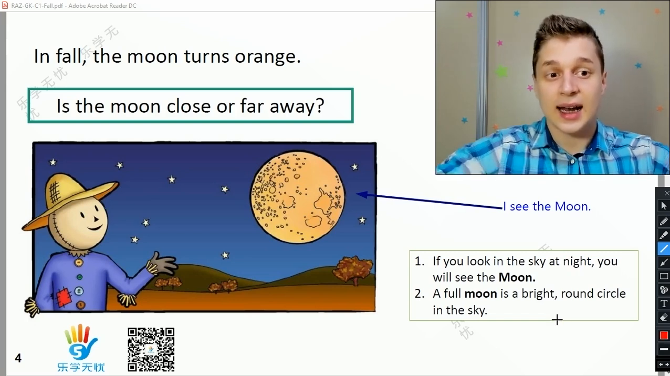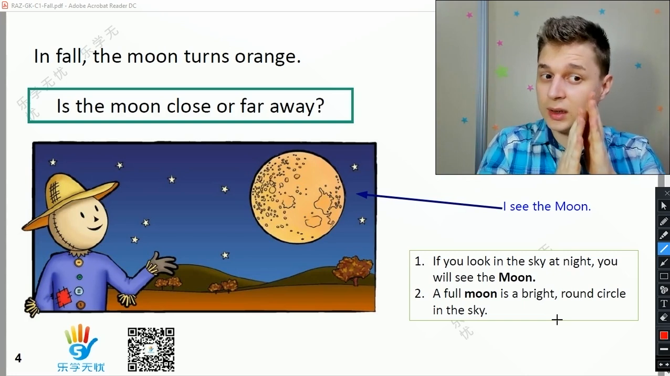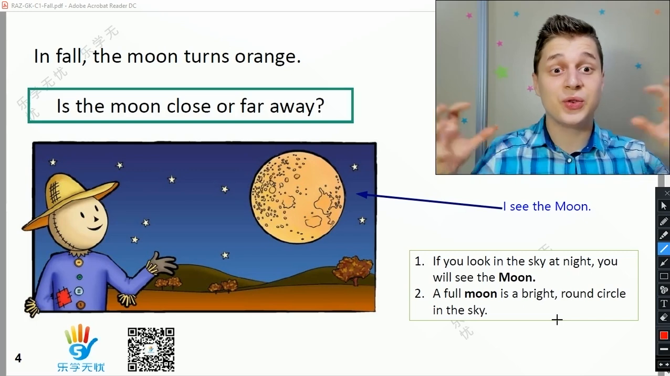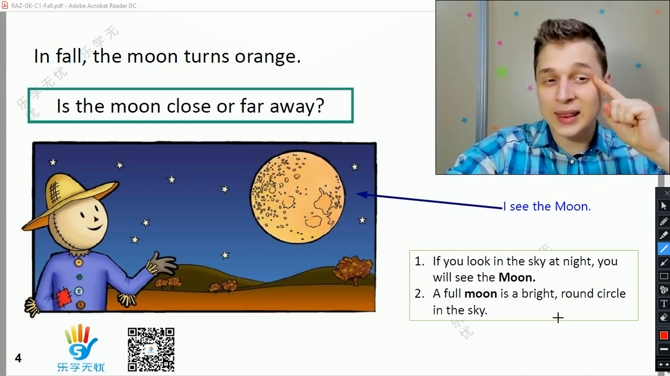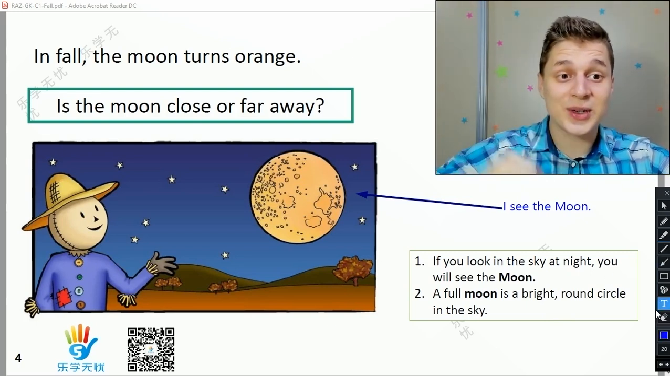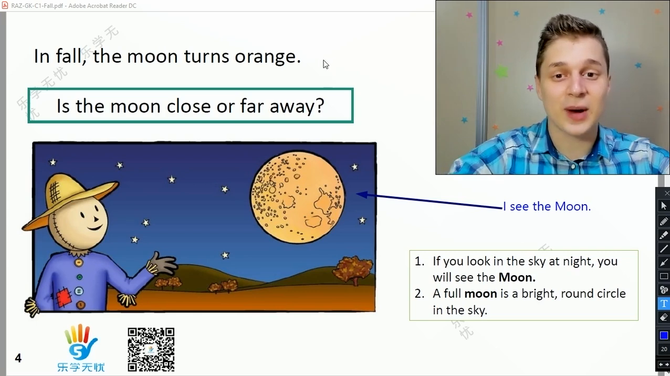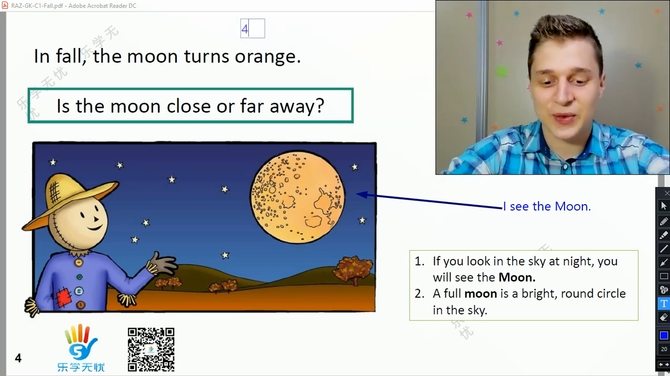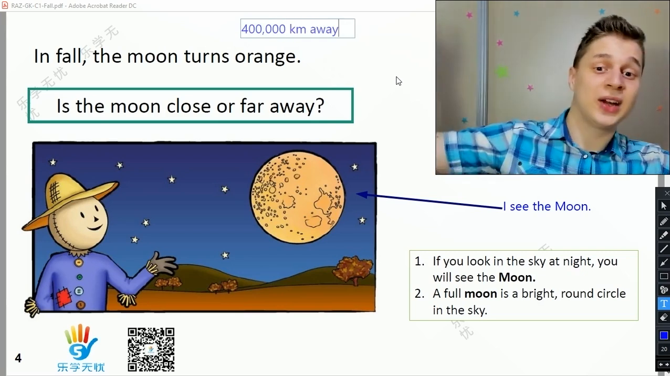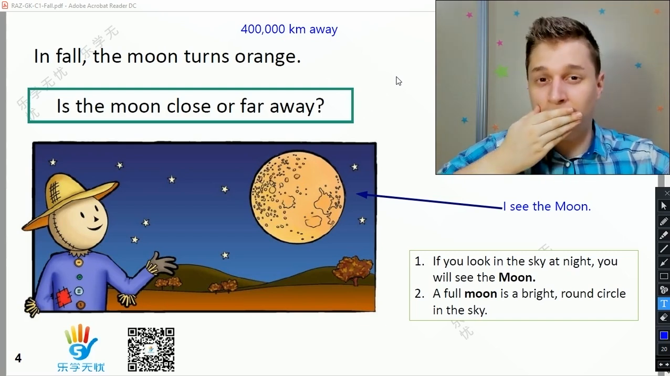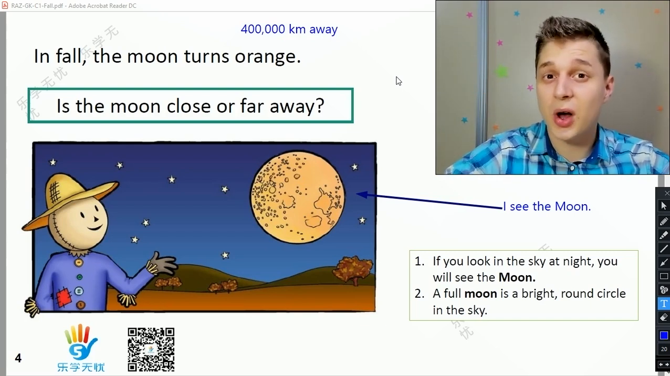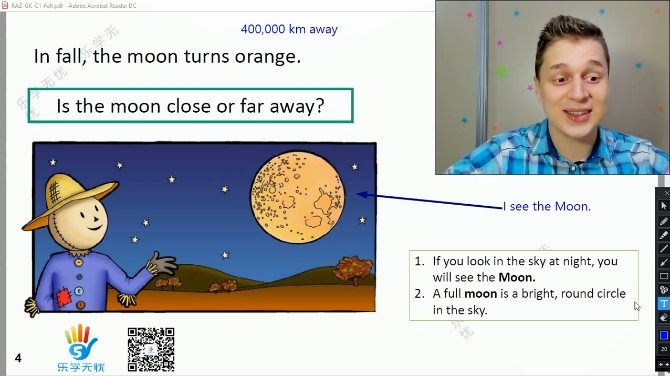Tell me, guys, is the moon close to us, or is it far away? The moon is far, far away. It looks like it's somewhere nearby, but the moon is 400,000 kilometers away. Let me write that number for you. 400,000 kilometers away from planet Earth. The moon is huge, and sometimes during fall, the moon turns orange as well.